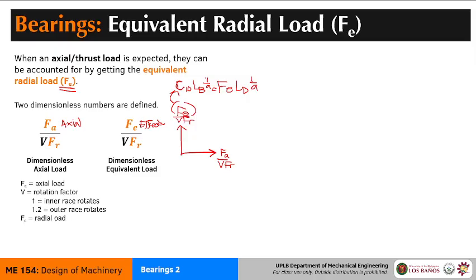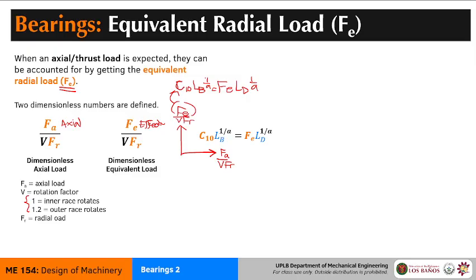Here's the definition. So the rotating factor only has two values. So if the inner ring of the bearing rotates, it's 1. But if it's the outside that rotates, it's 1.2. Now let me check. Okay, so I'm right. So we can actually relate this way. So yeah, the effective load is the effective radial load. So if you factor in the actual load, the radial load kind of increases a little bit.